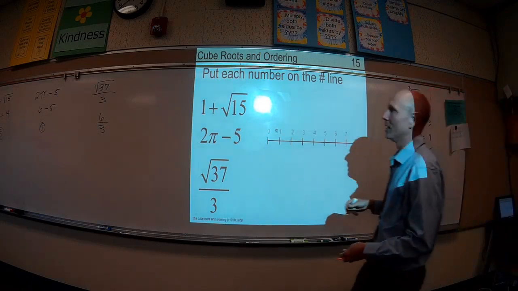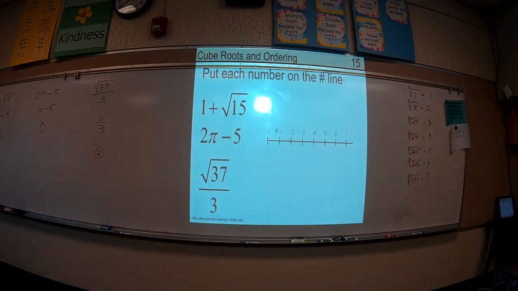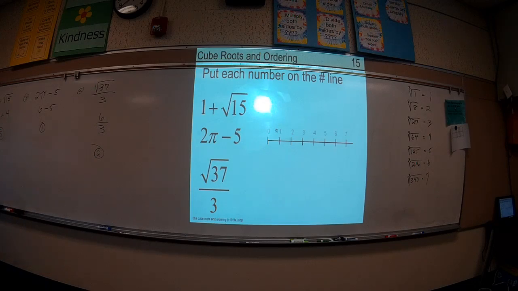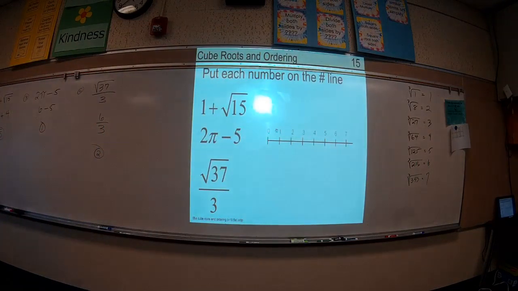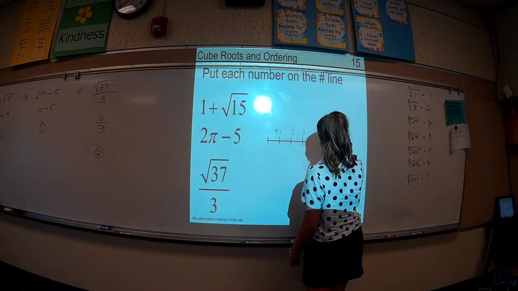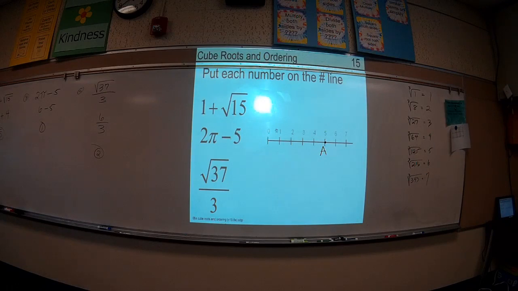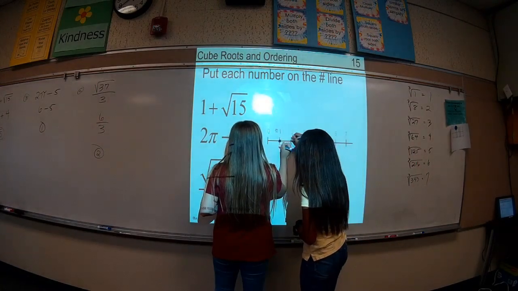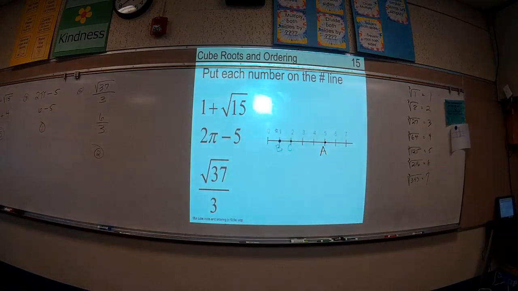Okay. So we're saying this is 2. We're going to call this A. We're going to call this B. We're going to call this C. Maddie, put up A. Ava, put up B. Sophia, put up C. And we just put them in order.